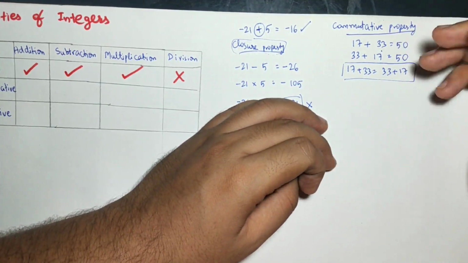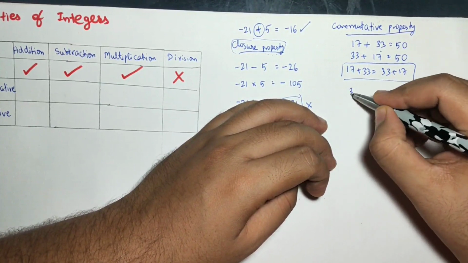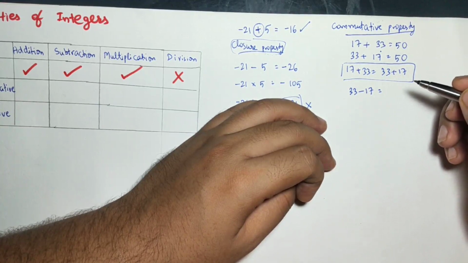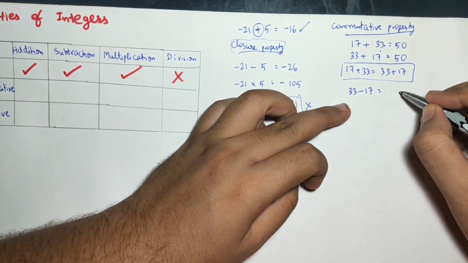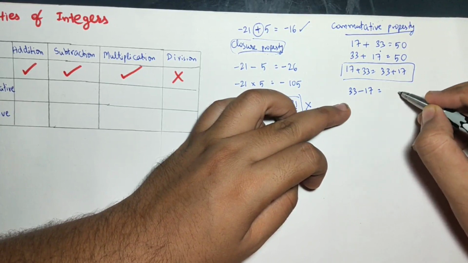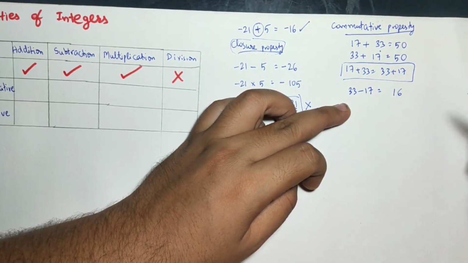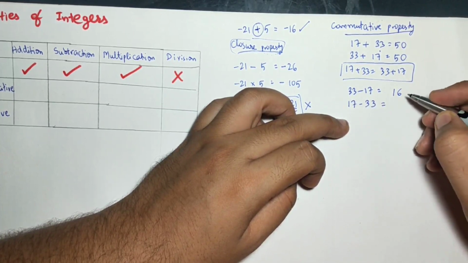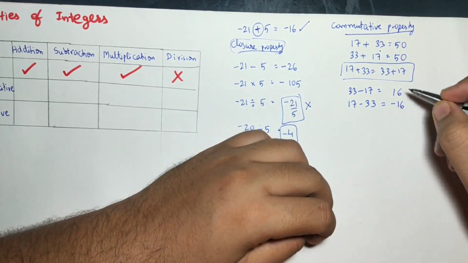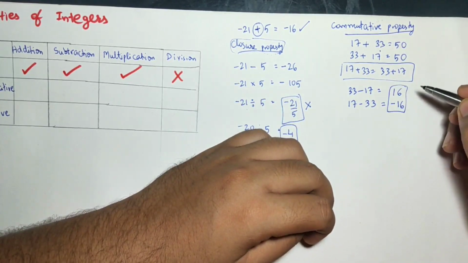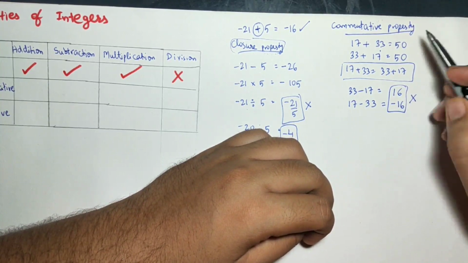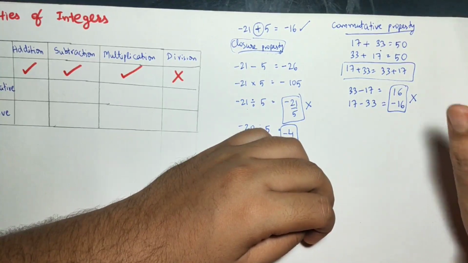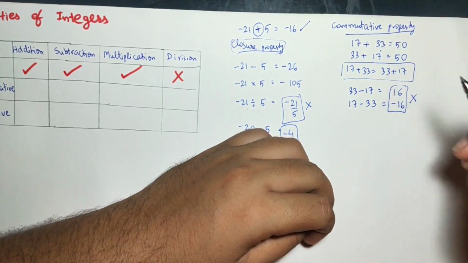Now let us try with the same numbers with subtraction. 33 minus 17. The answer will be, this will be 3 minus 7, that is 13 minus 7, that is 6, 16. And if I interchange the digits, 17 minus 33, it will be minus 16. As you can see, the answers are not the same. So the commutative property does not hold true over subtraction.